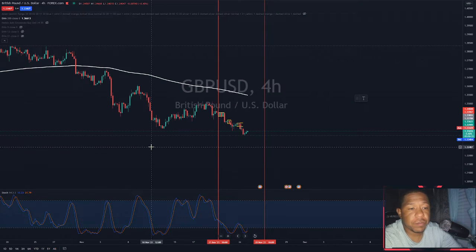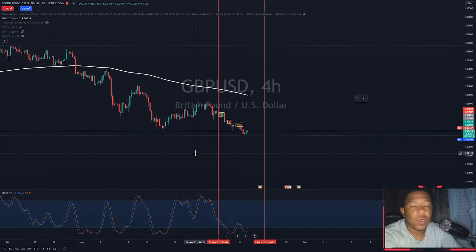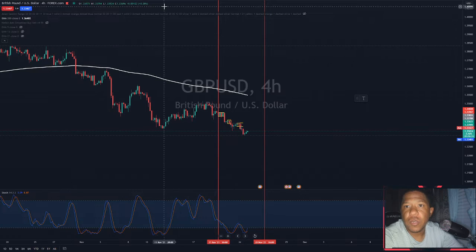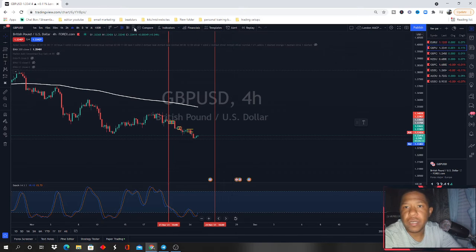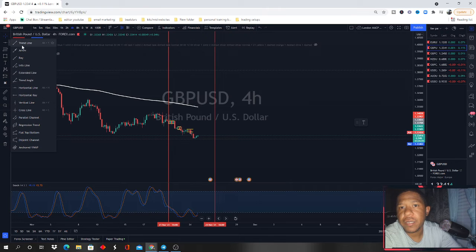What's going on? So we're gonna go over GBPUSD real quick from this morning, this week, should I say? If you look at what's going on right here, let me see if I can take this out. If you look at it, it's going in a downtrend, because if you look, it's under the 200.